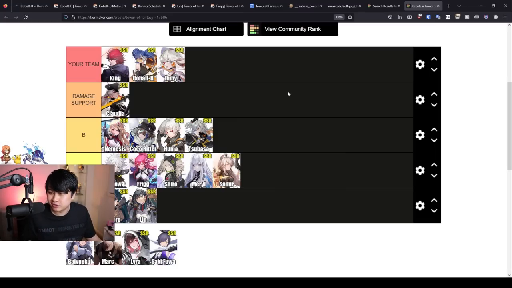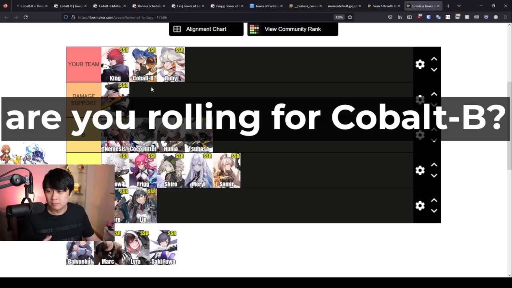And so I did want to pass on the question to you guys. Are you going to be going for the Cobalt B? And if you are going for Cobalt B, how many advancements are you going to go for? Personally, I'm going to be going for a C0 Cobalt B because I like to cope like I did with the Claudia. That didn't work for those of you who did watch the video.